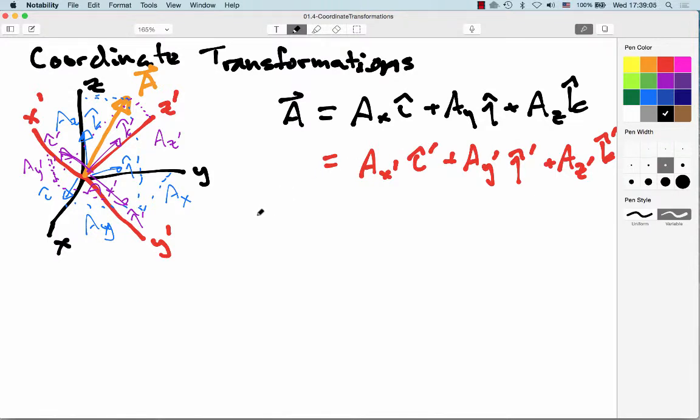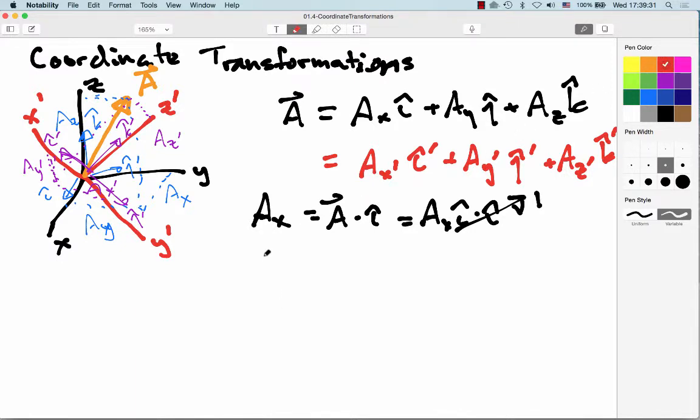So the clue that we can take from this for how to change representations is we could get the x-coordinate by dotting A with i hat. So this would give me Ax i hat dot i hat, but i hat dot i hat is 1. So that's how we can do it. So similarly, if I wanted to get it in the primed coordinate system, my Ax prime would be equal to A dotted with i hat prime. Okay, that's cool. But now let's think how that's going to work.